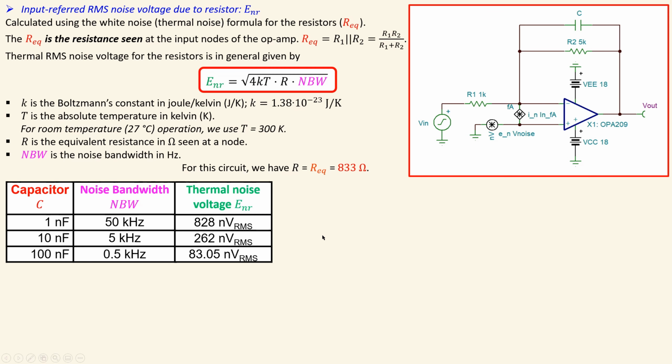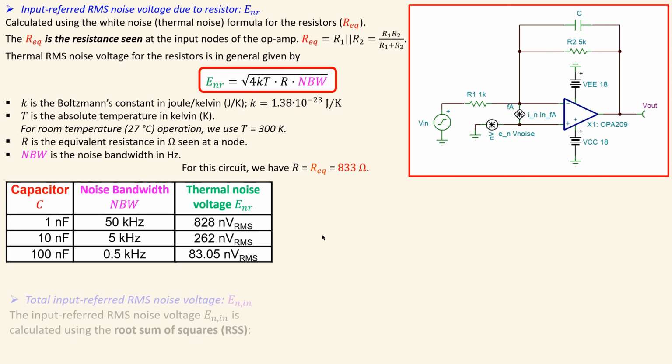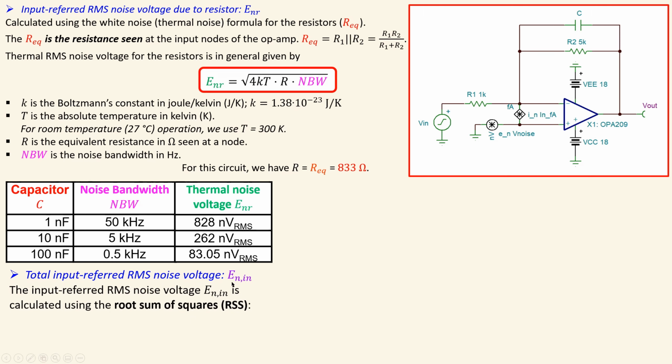The next one is the situation where we also need to calculate the input-referred RMS noise voltage in total. That is calculated using the root sum of squares of 3 parts, which is the thermal noise voltage due to the resistors, the input-referred RMS noise voltage due to the input noise current source of the op-amp, and also the input-referred RMS noise voltage due to the noise voltage source of the op-amp. Now those of course will be calculated using the root sum of squares.